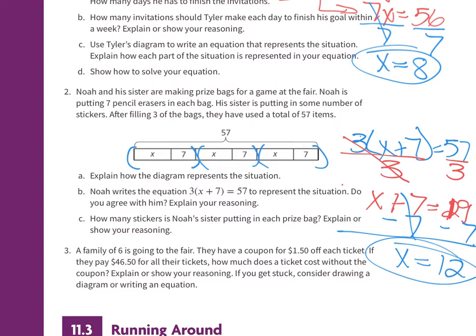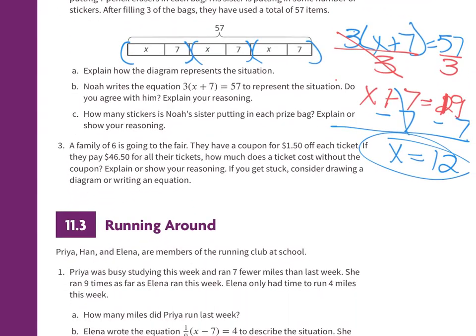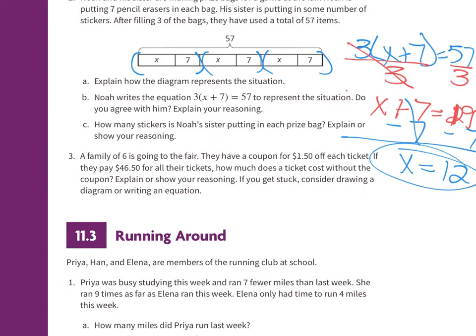Okay. Number 3, a family of 6 is going to the fair. They have a coupon for $1.50 off each ticket. If they pay $46.50 for all of their tickets, how much does a ticket cost without the coupon? So 6 people are going to the fair. We don't know how much it is, but there's a coupon for $1.50 off. So we'd go the price minus $1.50 times 6 people, and that equals $46.50.